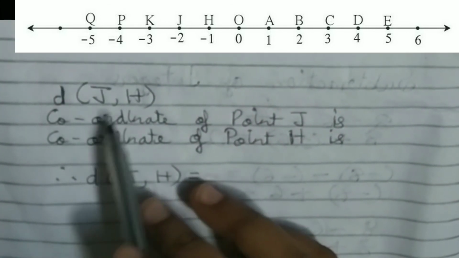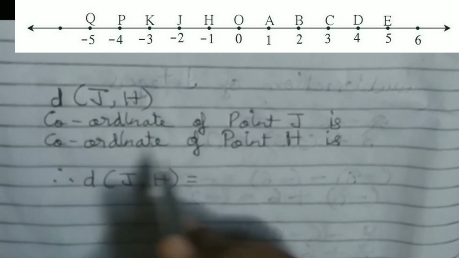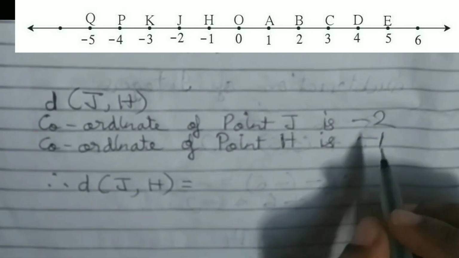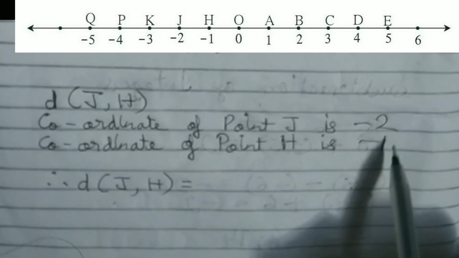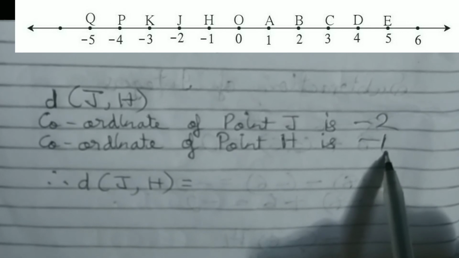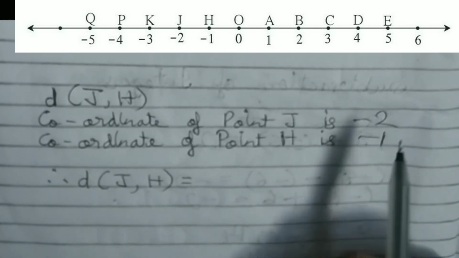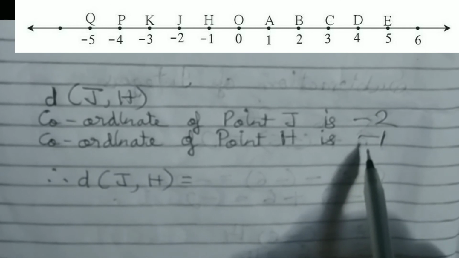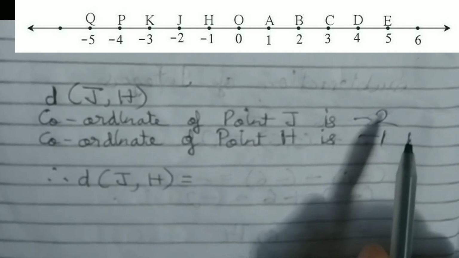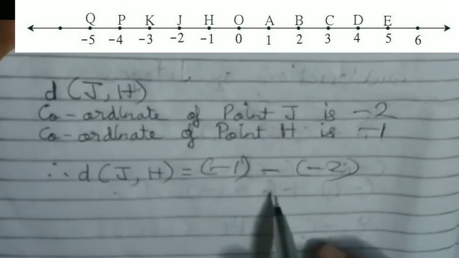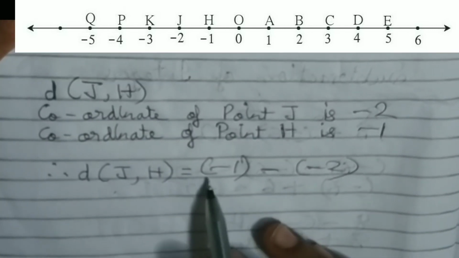Find distance JH. The coordinate of point J is minus 2. The coordinate of point H is minus 1. From minus 2 and minus 1, which number is the bigger number? Minus 1 is bigger, right? In negative numbers, minus 1 is bigger than minus 2. So we will subtract this minus 2 from minus 1. We subtract the smaller number from the bigger number.